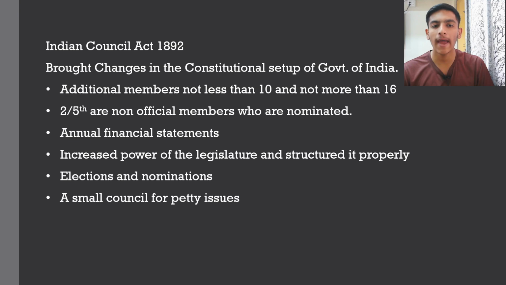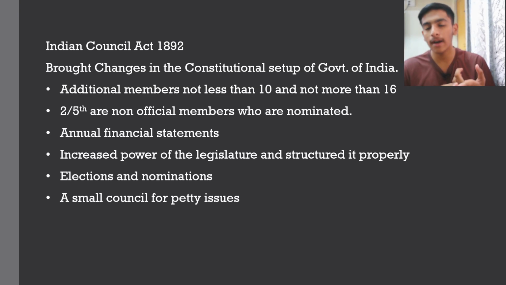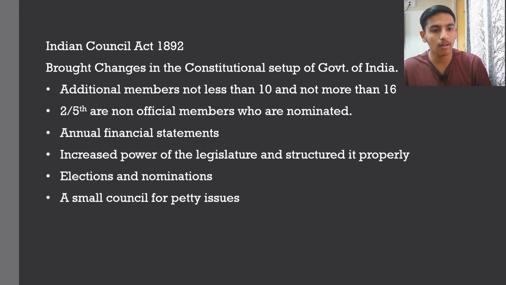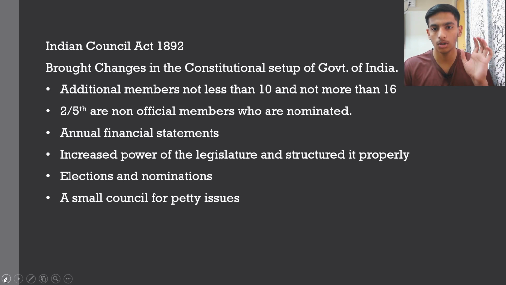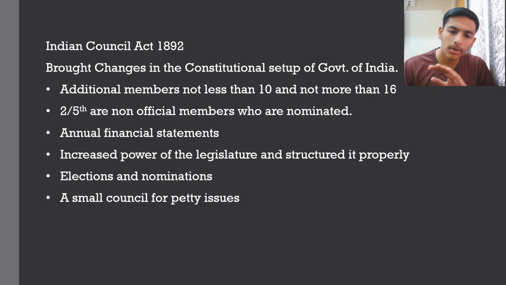Then the subsequent act of 1892. After the Indian Councils Act of 1861, the Act of 1892 was enacted, which brought changes in the constitutional setup of the Government of India. From this point forward, we will look at how the Government of India, the legislature and the executive functioned in detail. First, additional members were added, from 10 members to 16 members in the council who were assisting the governors. Then 2/5 of the members in the council were to be nominated. These are nominated members and not elected members. So again, the government only decides which members get uplifted.